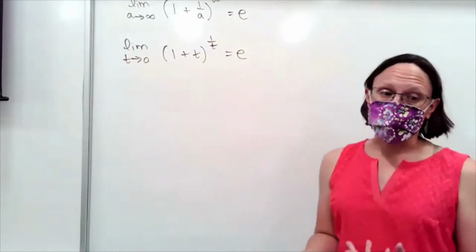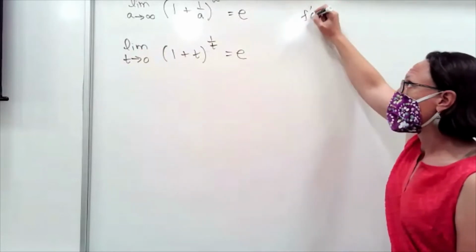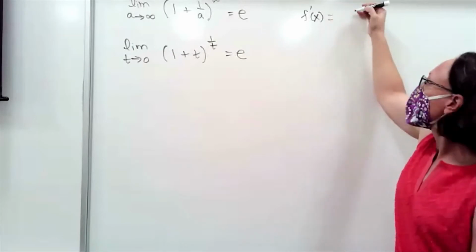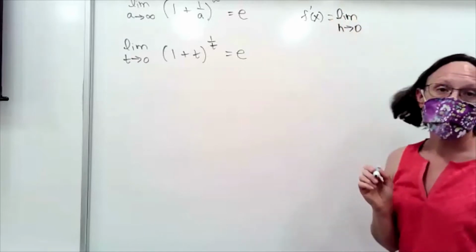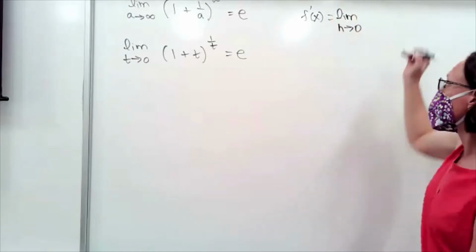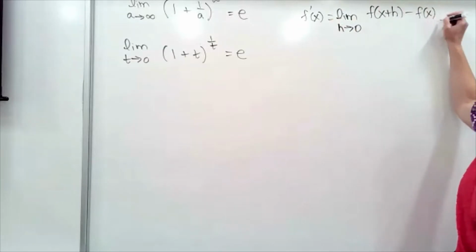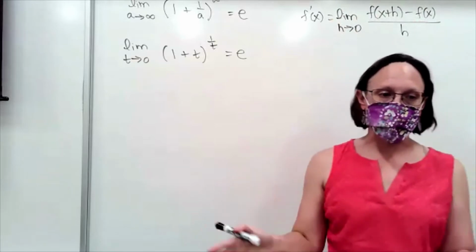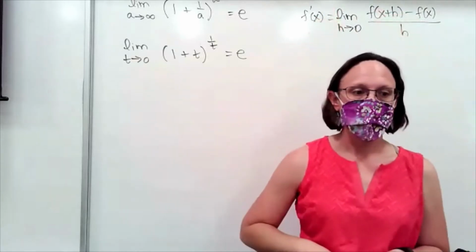Now we've got to remember some stuff from 16A, which is f prime of x as a limit definition of a derivative problem. It looks like the limit as h approaches zero of f of x plus h minus f of x all over h. Now, hopefully that's not brand new to everybody. That part is definitely supposed to be reviewed.